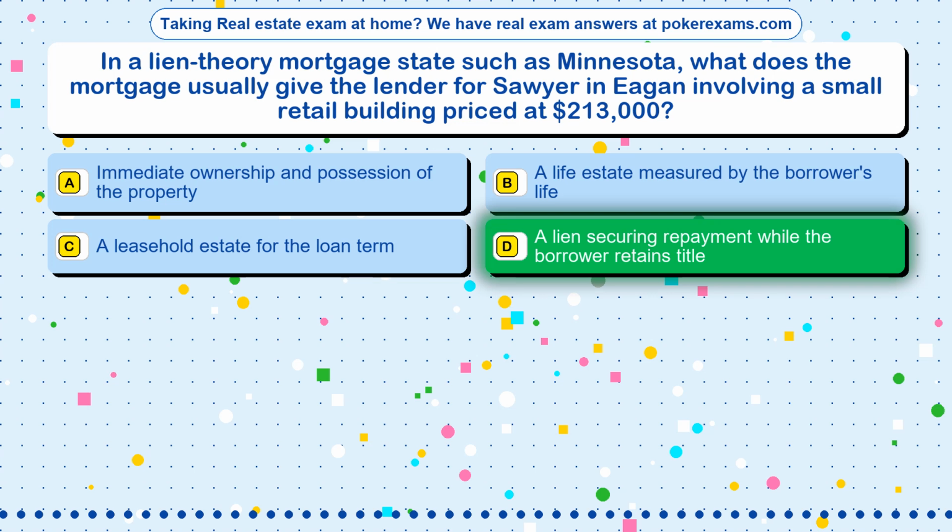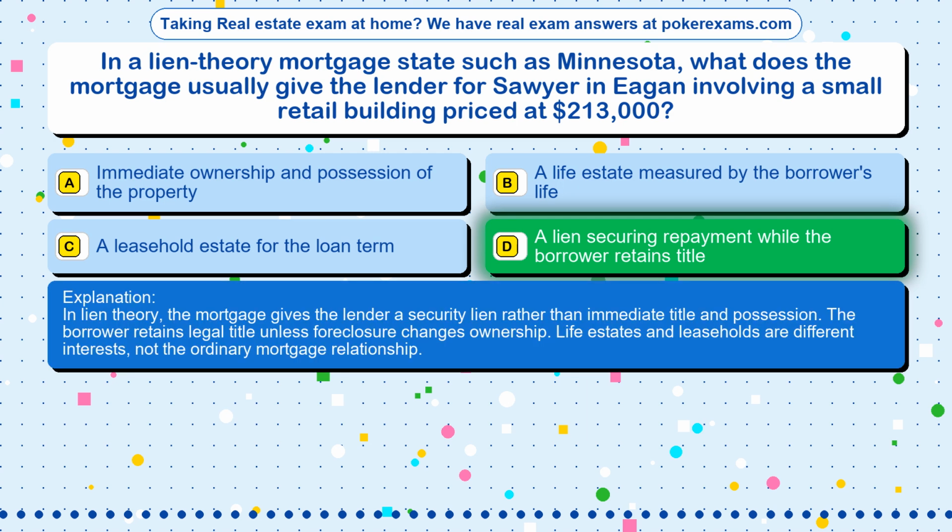The correct answer is option D, a lien securing repayment while the borrower retains title. In lien theory, the mortgage gives the lender a security lien rather than immediate title and possession. The borrower retains legal title unless foreclosure changes ownership. Life estates and leaseholds are different interests, not the ordinary mortgage relationship.